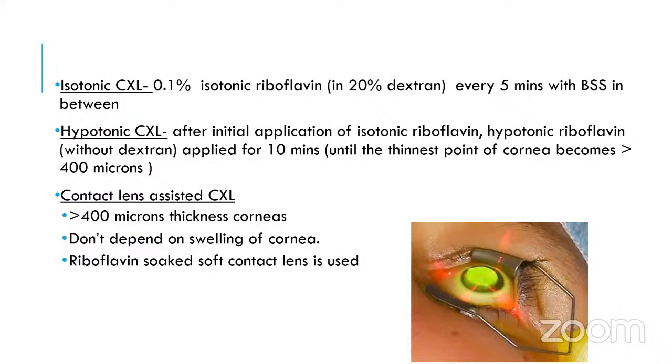In isotonic CXL, 0.1% isotonic riboflavin and 20% dextran every 5 minutes with BSS in between is used. Hypotonic CXL, after initial application of isotonic riboflavin, hypotonic riboflavin without dextran is applied for 10 minutes until the thinnest point of the cornea becomes more than 400 microns. Contact lens assisted CXL is used when the cornea is less than 400 micron thickness. It doesn't depend on the swelling of the cornea, and riboflavin soaked contact lenses are used.